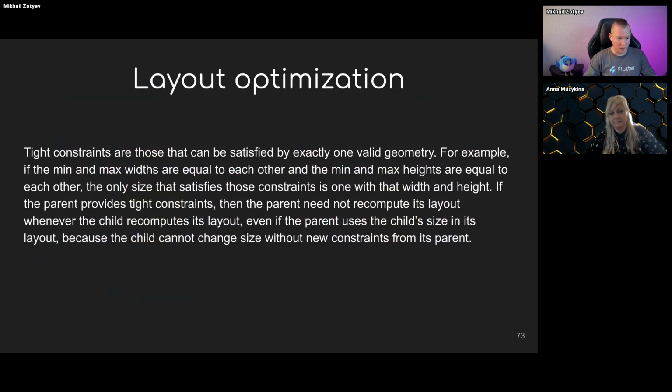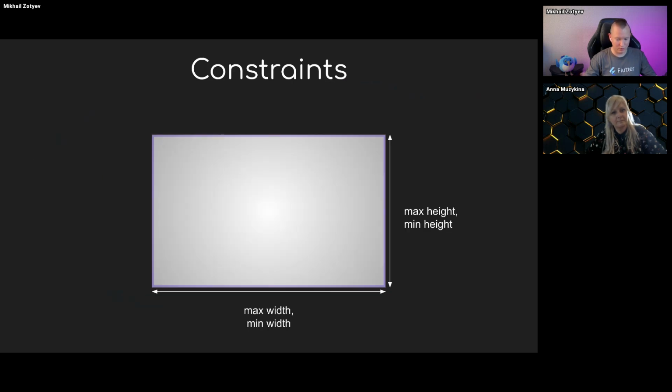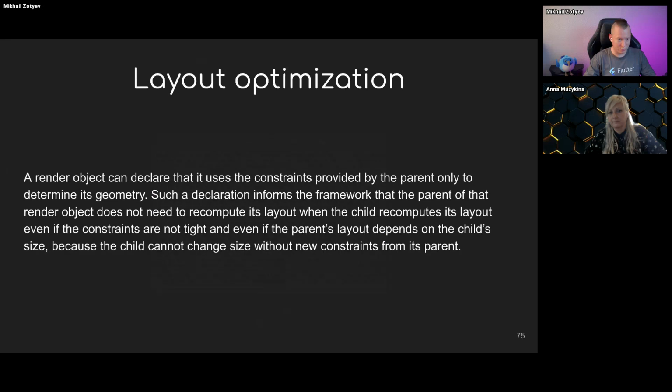Also, tight constraints are a good optimization. Tight constraints are constraints which allow only one size. For example, if max width and min width are the same, and max height and min height are the same, there's only one possible size. And it's also a good optimization to cut off many calculations.